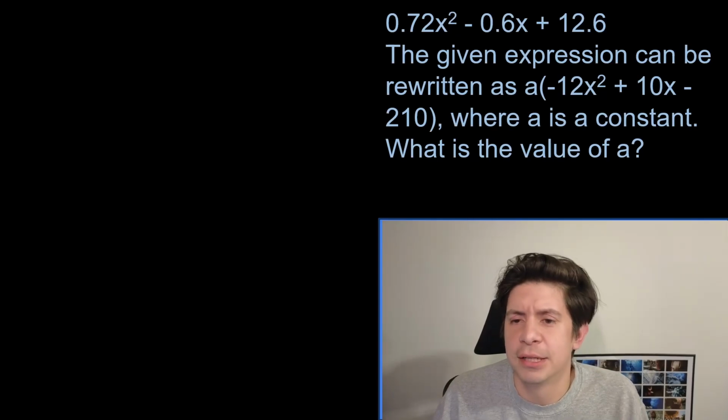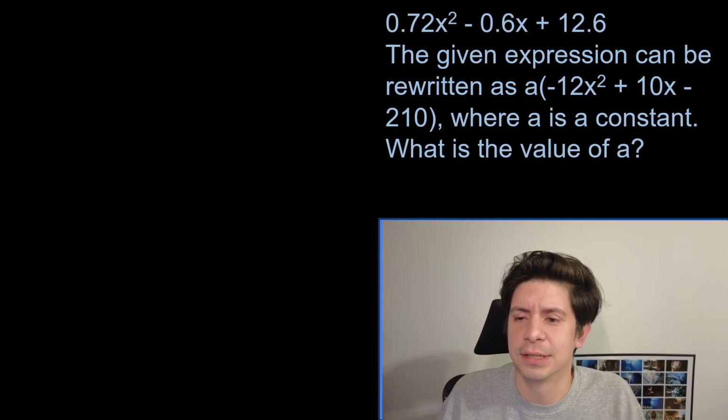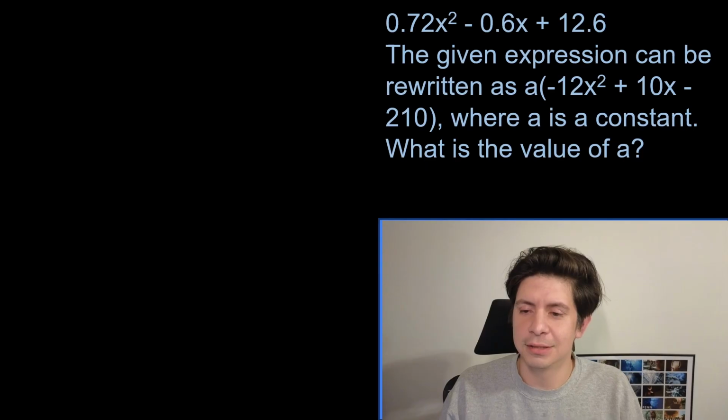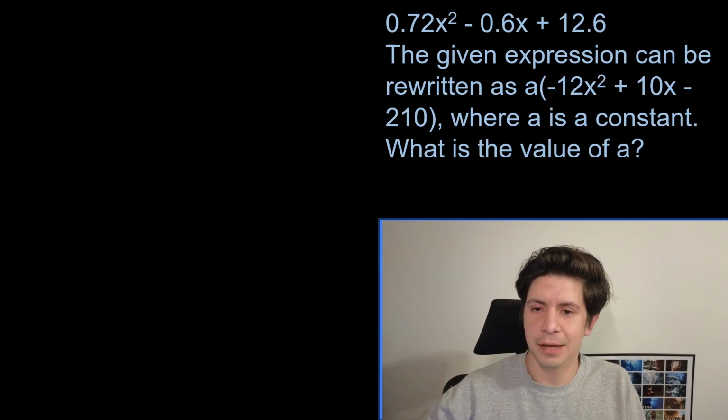0.72x squared minus 0.6x plus 12.6. The given expression can be rewritten as a(-12x squared plus 10x minus 210), where a is a constant. What is the value of a?